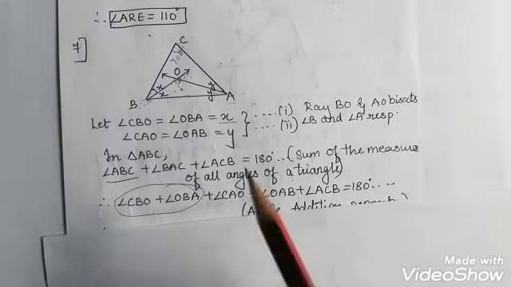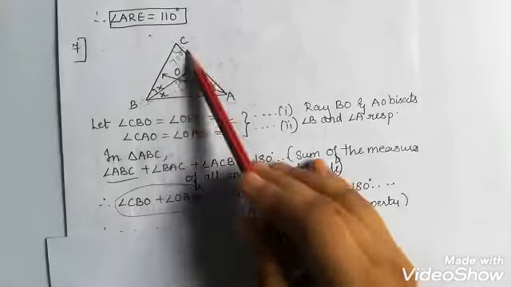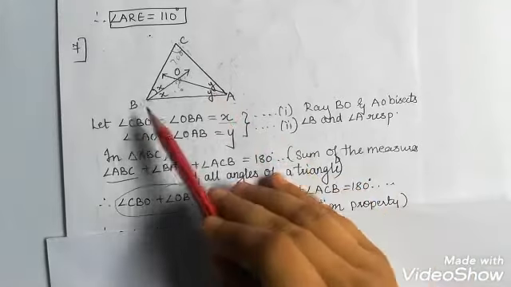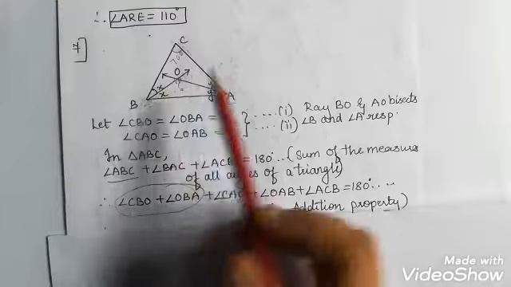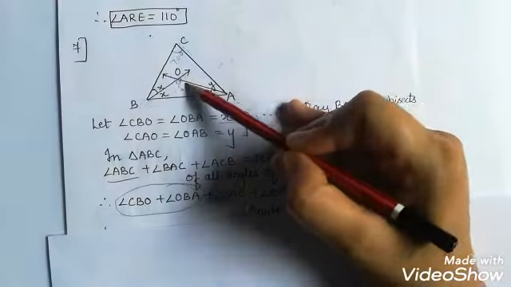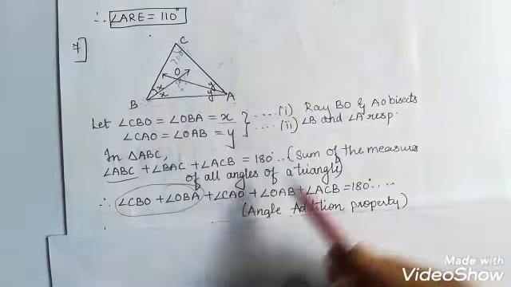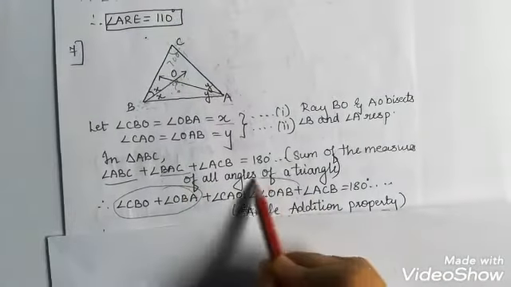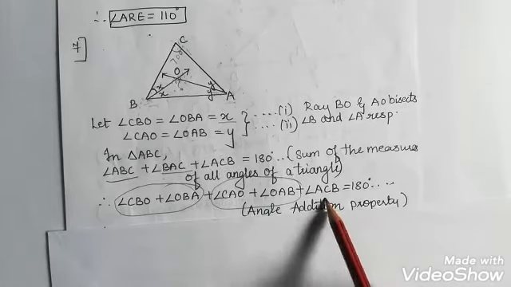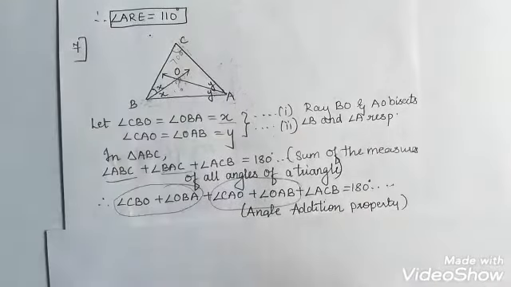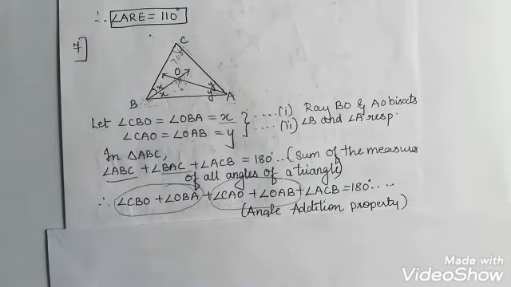Similarly, for angle BAC, when you add these two angles, I get the big angle. So I write angle CAO plus angle OAB. And the third angle remains as it is because it's a single angle, there is no bisector from angle C. So that is equal to 180 degrees.